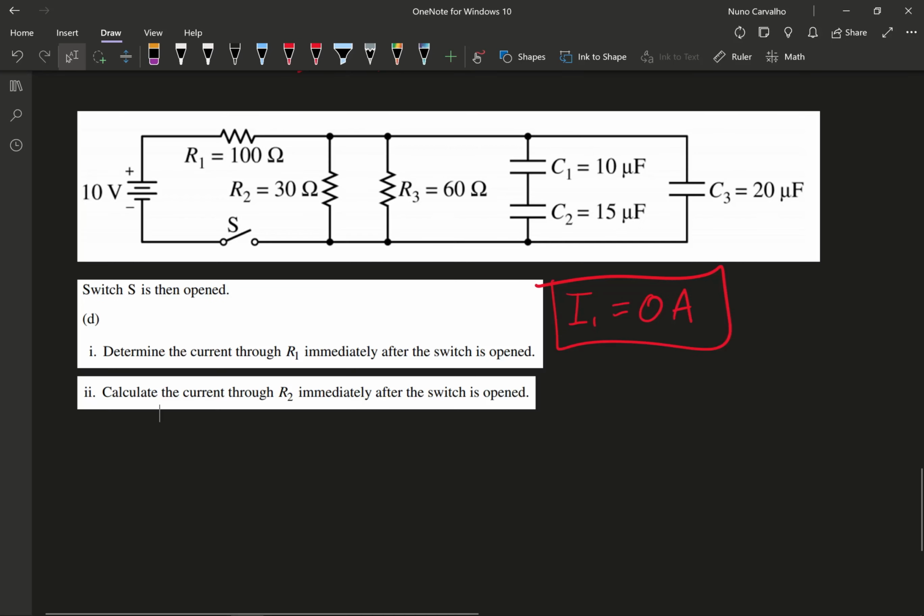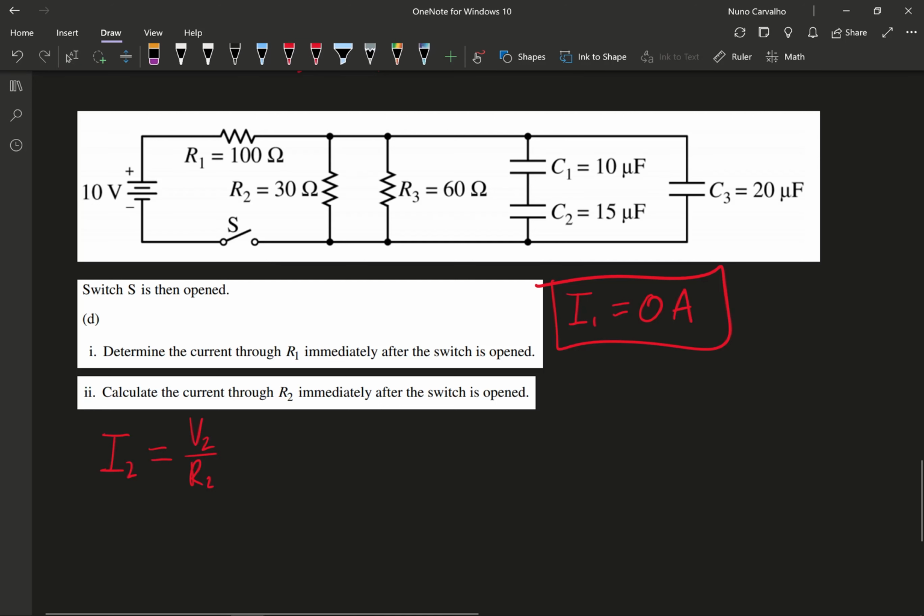And so this is a very, very quick answer here, which is that the current is going to be equal to 0. Part 2 of part D is definitely not as easy as the first one, but we can still get to the answer actually pretty quickly. So calculate the current through R2 immediately after the switch is opened. So we're looking for I2, and that's going to be given by V2 over R2. This is just Ohm's law. And we know R2.